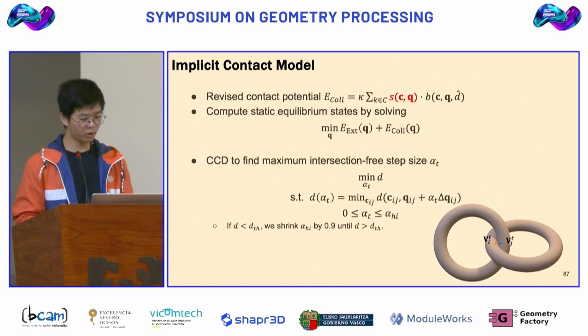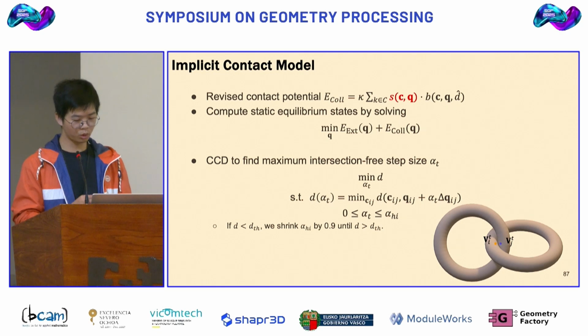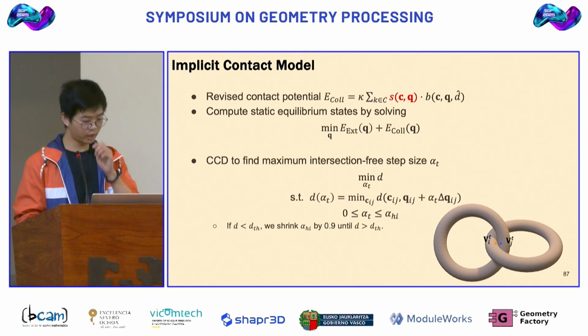Then we have our revised contact potential by adding this smooth factor S. Then we can compute static equilibrium states by solving this form again. And one thing different from before is that we are now dealing with implicit representation instead of explicit triangle meshes. And the continuous collision detection for triangle meshes does not apply here, so we somehow need to adjust. So similar to the distance computation, we solve this kind of minimization problem to obtain the maximum intersection-free step size.